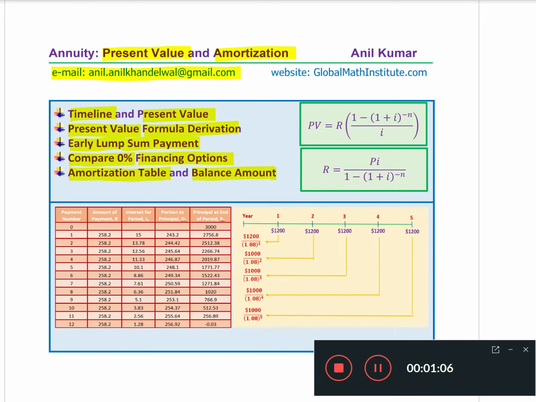The formula, as you know, for present value is R times 1 minus (1 plus i) to the power of minus n, divided by i, where i is the interest rate per compounding period and n is the number of compounding periods. You can always rearrange this formula to find the value of R in terms of present value P. So we might write present value as P or as PV as the situation may be. So here is the timeline which you see, which we are going to discuss, and that's the amortization table, which we'll again discuss in the last example.